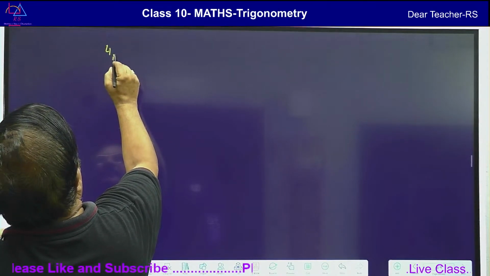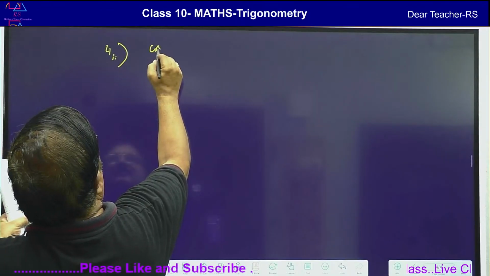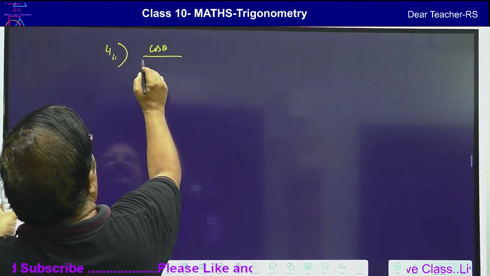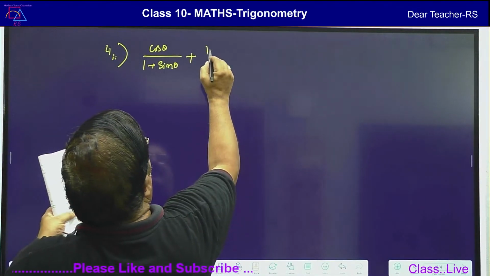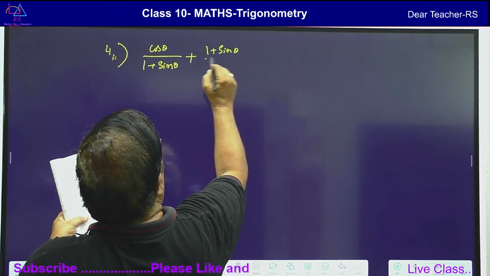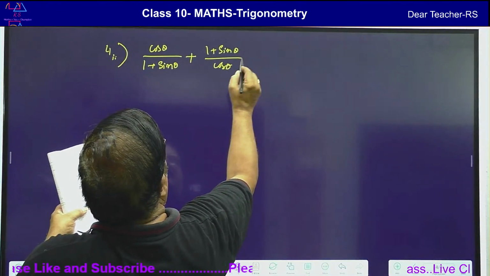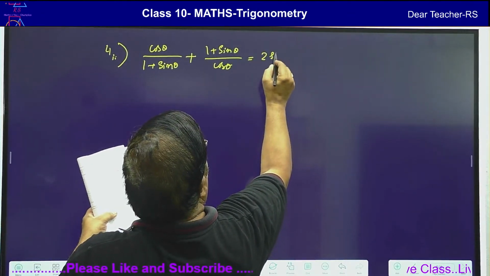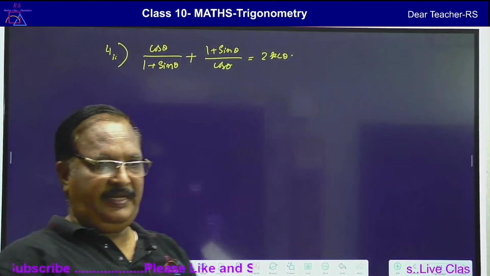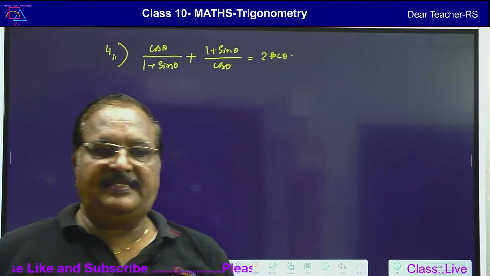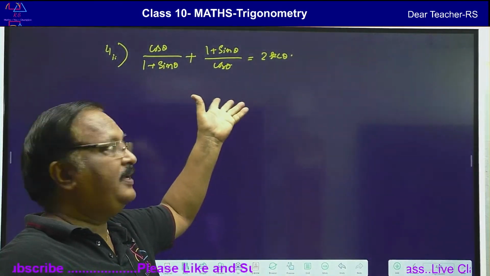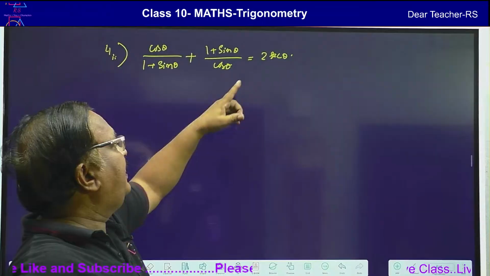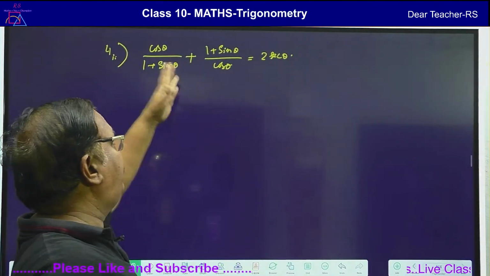Prove that cos theta by 1 plus sin theta plus 1 plus sin theta by cos theta is equal to 2 secant theta. So this is the question. Let's take left hand side because fractions are there. Everything is in sin and cos. Right hand side को हम बाद में देख लेंगे. पहले तो left hand side ले लो.